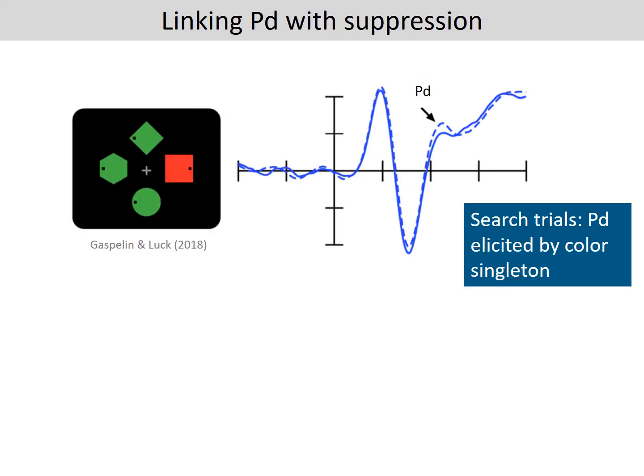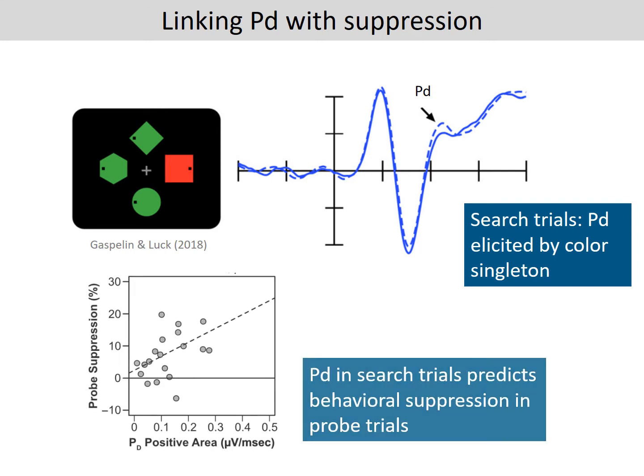In another follow-up study by Gaspelin and Luck, a PD component was found to be elicited by the salient distractor, similar to various previous studies. Now, because they also used probe trials, they could correlate the behavioral measure of suppression in the probe trials with the PD component in the search trials, and found that those participants with a larger PD reported letters from the salient distractor location less likely, suggesting that the PD may indeed reflect suppression.